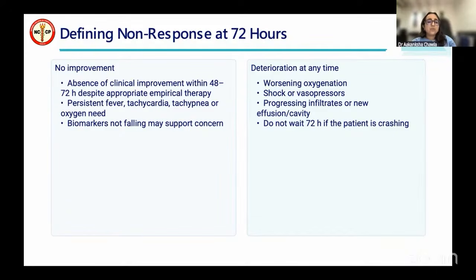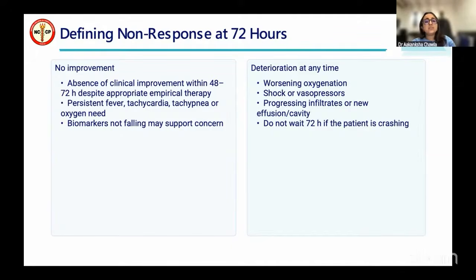So what is a no response at 72 hours? That is the absence of clinical improvement within 48 to 72 hours despite appropriate empirical therapy. Persistent fever, tachycardia, tachypnea, the patient is requiring oxygen. Biomarkers are not falling. We often talk about biomarkers not being very helpful. So remember, the trend of biomarkers can help you understand the response to treatment, but not the initiation or deciding on changing of antibiotics. And deterioration at any time.